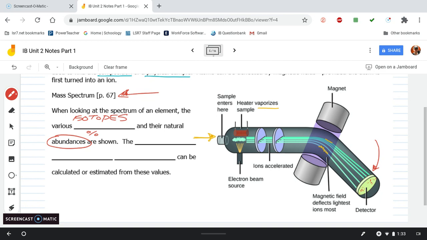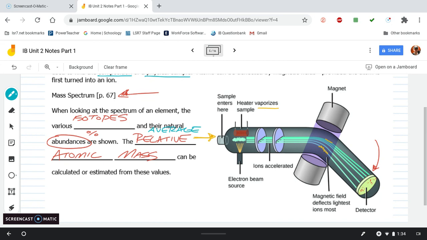If they're graphical, you'll have a graph that looks like this, with some highs and lows, something like that. We'll look at that in a minute. It's not really that complicated. It's actually pretty easy for what we have to do for IB. The last three blanks here say the relative atomic mass, or you could think average atomic mass, can be determined from your graph. The other word we use for this would be average, so both of these are the same thing.